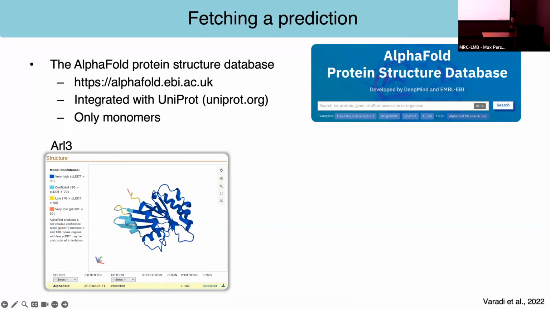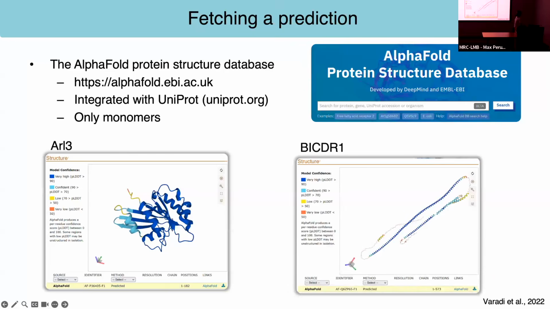So let's say the mouse version of the protein you're interested in might have a crystal structure, and then you might want to interpret that rather than an AlphaFold prediction of the protein that you're interested in. It's also not very useful for things like obligate dimers or things that don't exist in isolation.